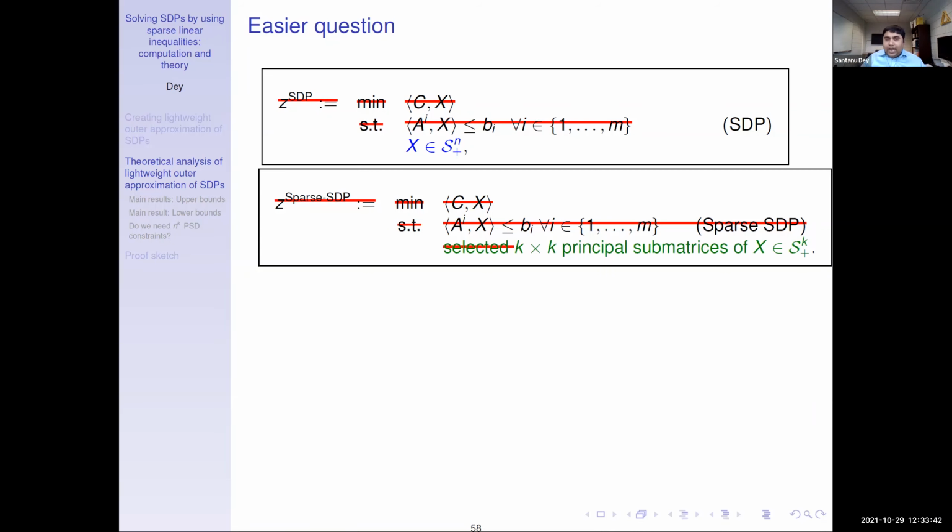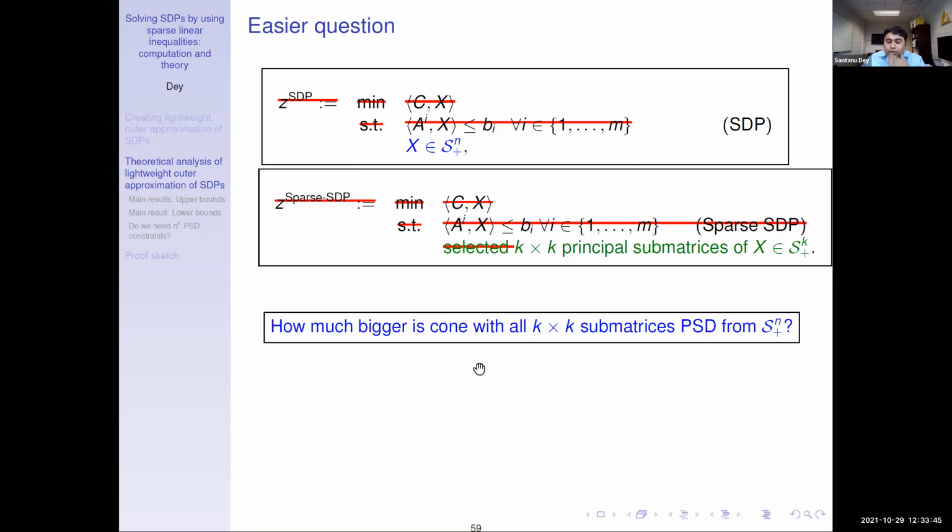So what I'm saying is that this cone of matrices, where I enforce that every k by k principal submatrix is PSD, is a larger cone. But how much larger is it with respect to the PSD cone? Is this question clear? If you are a matrix in the PSD cone, then every k by k principal submatrix is PSD. But if every k by k principal submatrix is PSD, it doesn't imply that you are in the PSD cone, so it's a much larger cone. We want to understand how much larger it is.